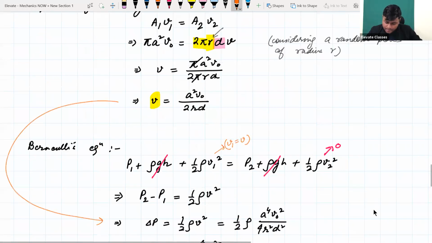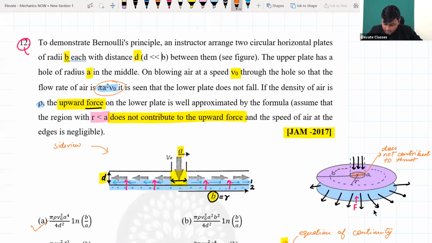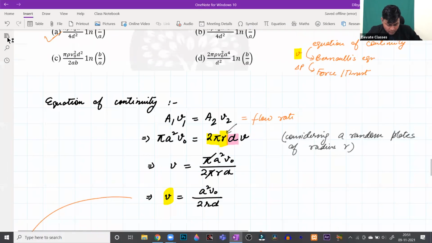Flow rate is... where is it written? One second. Yes, flow rate is basically this quantity. This is the flow rate. If you remember my earlier derivation from yesterday, let me show you.